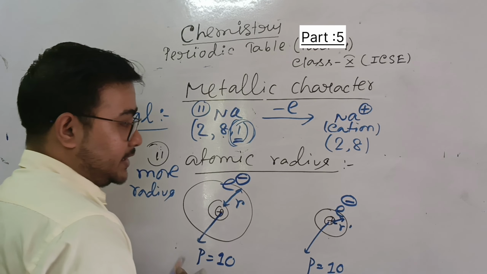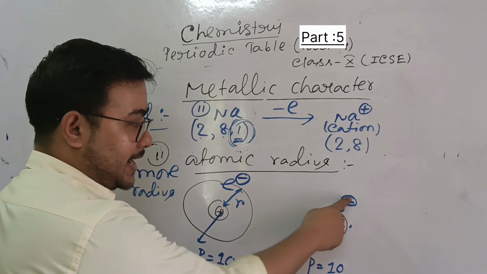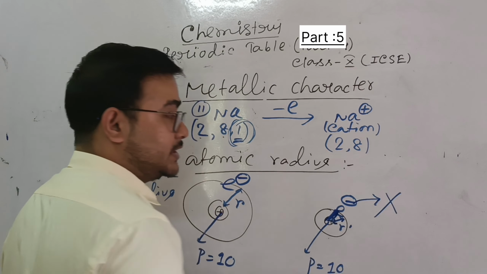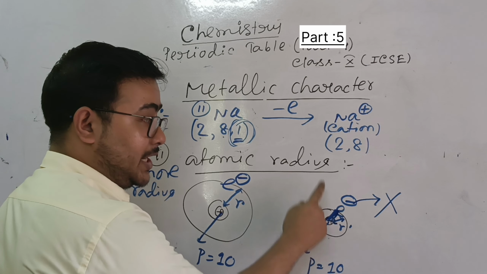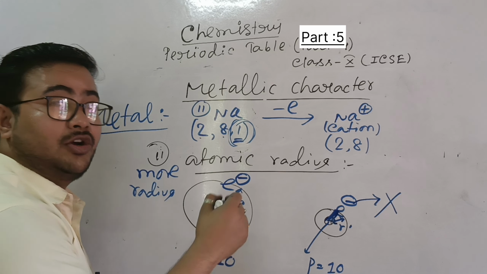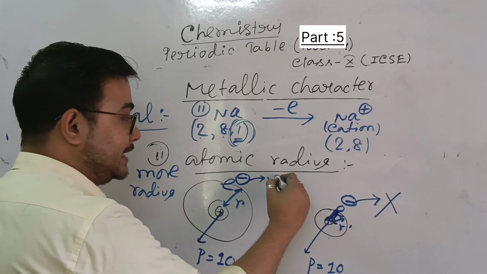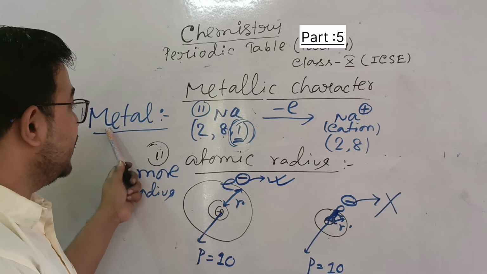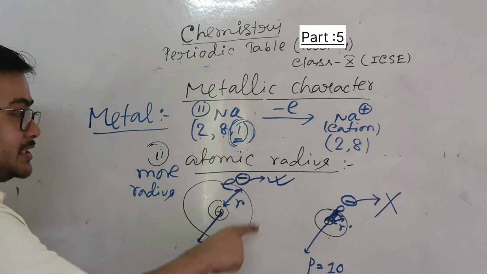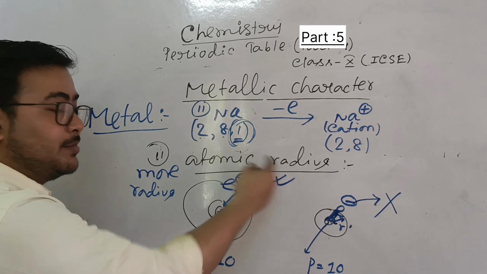Since the nucleus attracts the electron with strong force, you cannot remove this electron. But here the nucleus cannot attract with this strong force because of more distance. So you can easily remove this electron, and the removal of this electron is known as metallic character. So from this concept it is very clear that more radius means more metallic character.